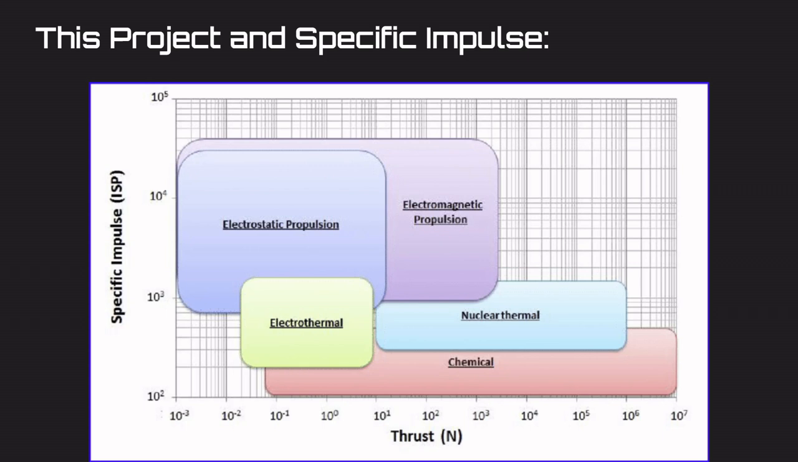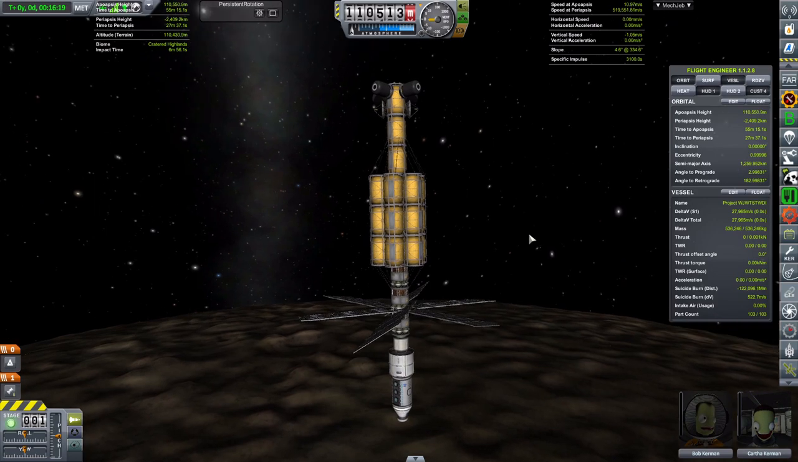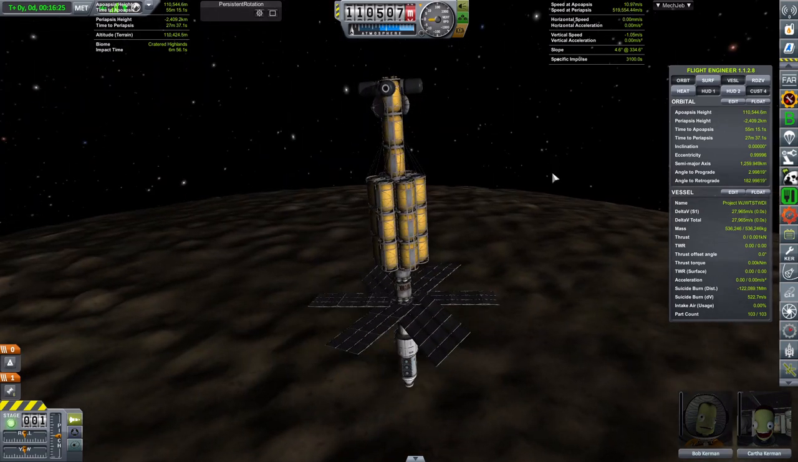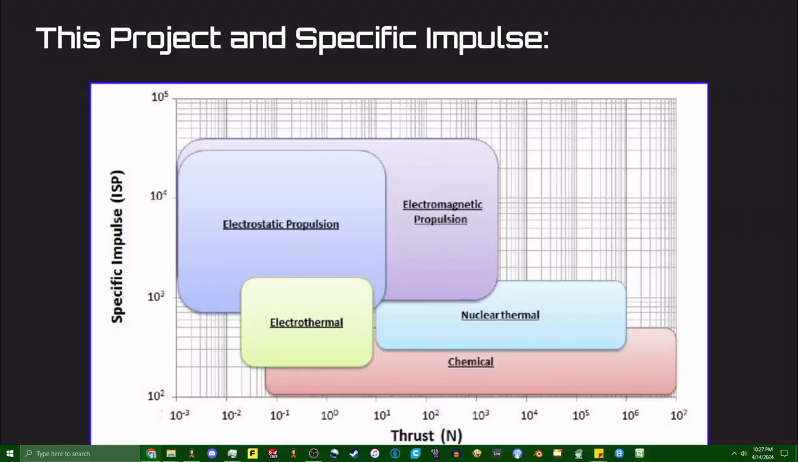I'd have to look at exactly how much it weighs. Let's check that out real quick. I'm curious. Yeah, so this whole thing weighs 536 metric tons. Wow, that's pretty heavy. Okay.